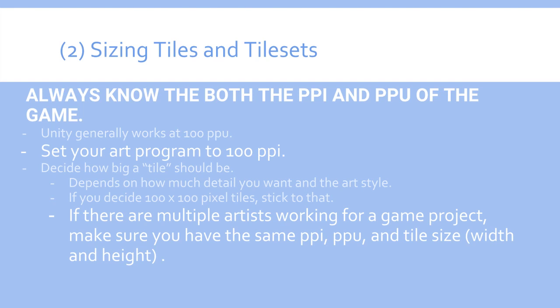And for the same reason we want to keep PPI at 100, we keep PPU at 100, so that the scalability works. They essentially should be the same at all times. PPI, PPU.